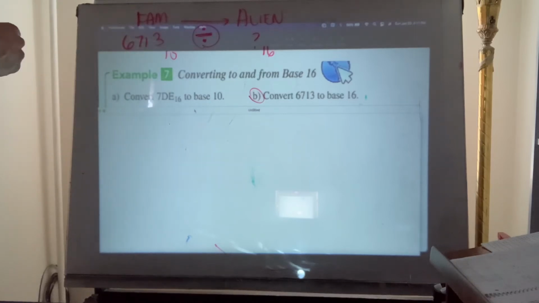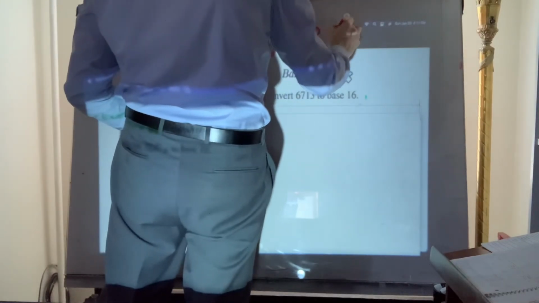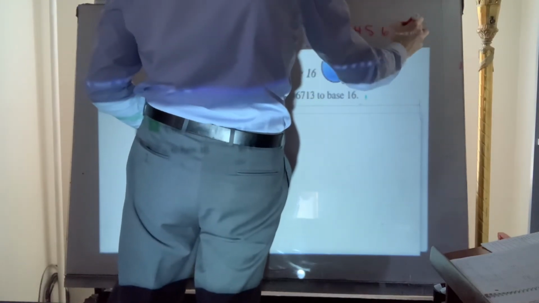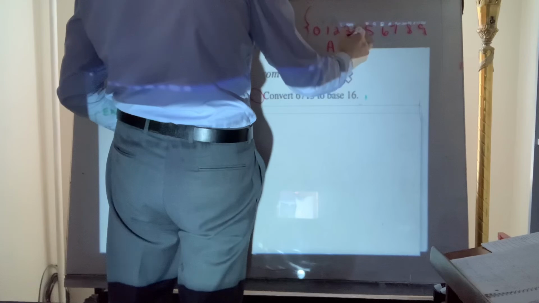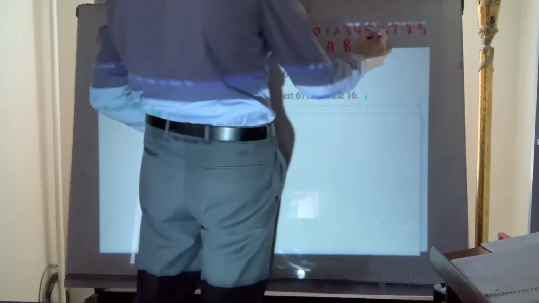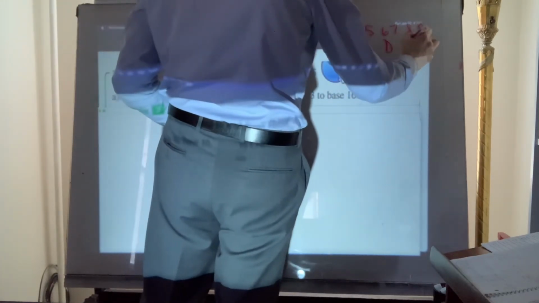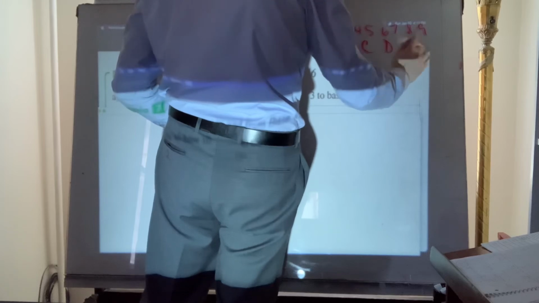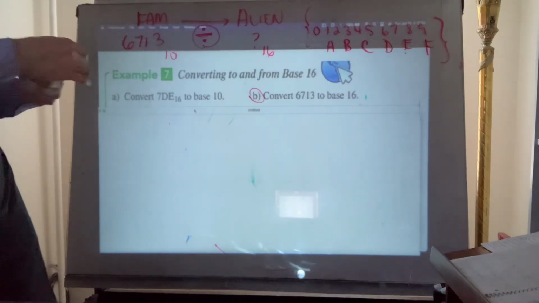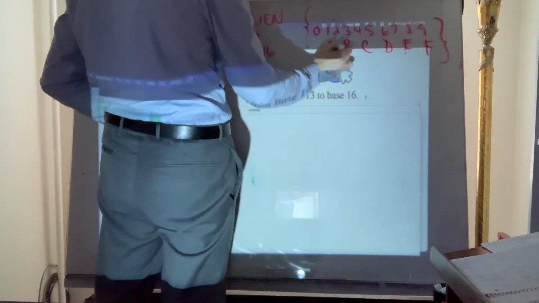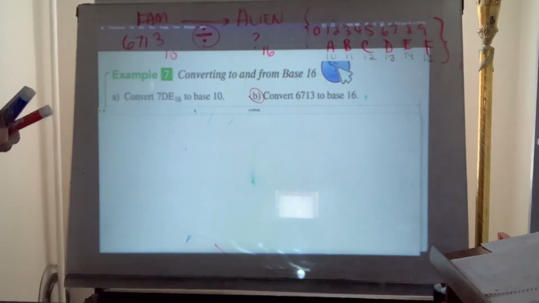Let's establish what the character set is for base 16. It's 0, 1, 2, 3, 4, 5, 6, 7, 8, 9. And then what would be 10 is A, what would be 11 is B, what would be 12 is C, what would be 13 is D, what would be 14 is E, and what would be the maximum of 15 is F. So kind of goofy, right? But just remember, that's 10, 11, 12, 13, 14, and 15.